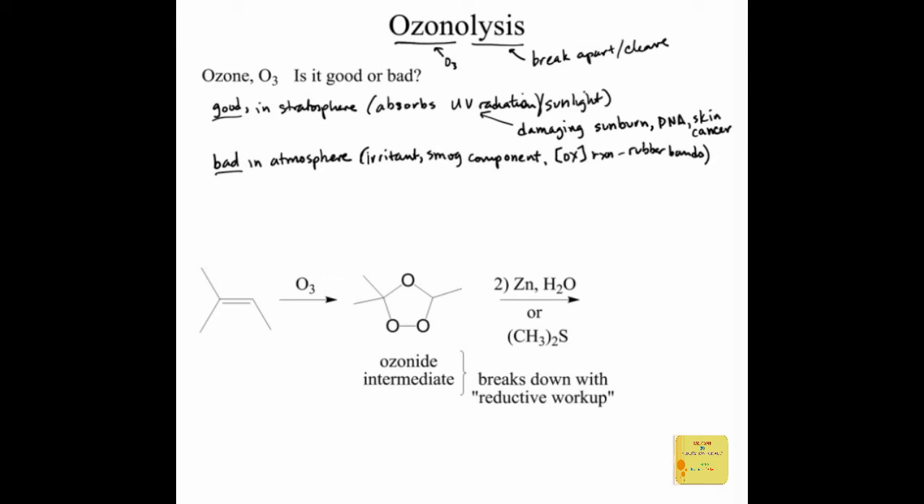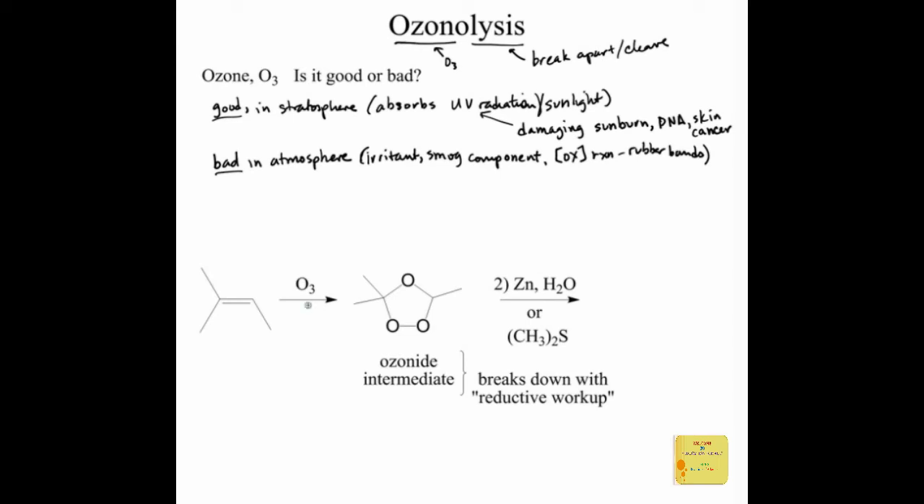So we have a little instrument, an ozonizer, that we can bring in the lab, and it generates a stream of ozone gas. You stick that into your reaction, you can bubble some ozone through it, and we can cause this oxidation reaction to occur. So let's see what happens at the molecular level when it reacts with the double bond.